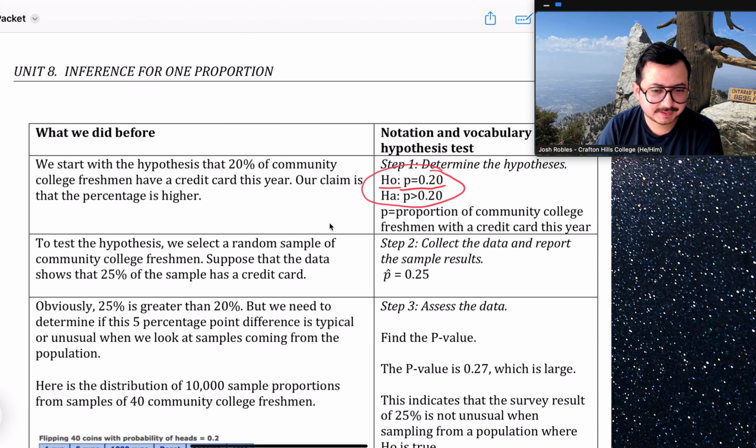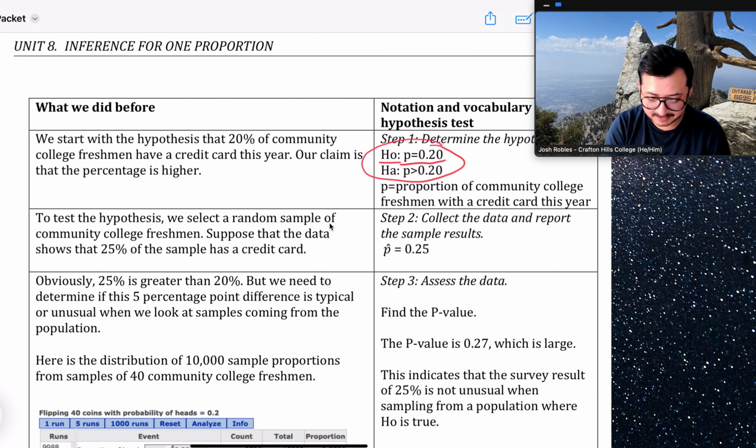To test the hypothesis, we went out and found 25%. In real life, that's a lot of work. That actually took the bulk of our time probably. But in terms of reading the problem, that's just kind of labeling all the values. Right, that's p hat, it's a sample. So is 25% larger than 20%?